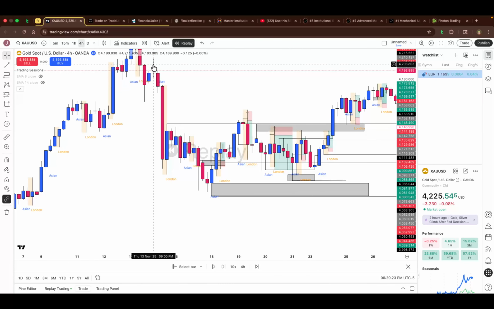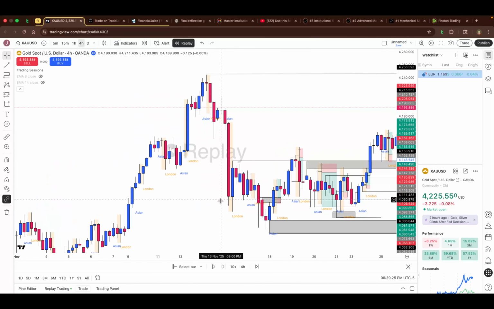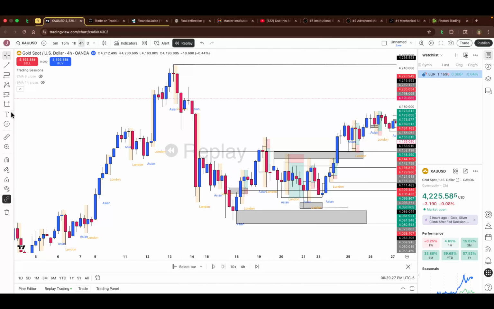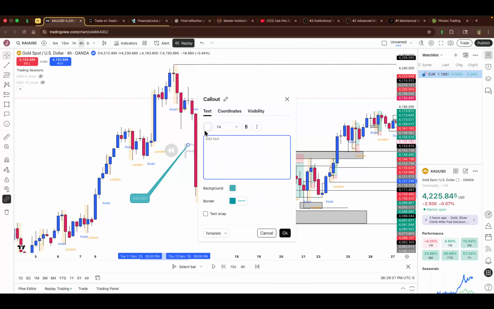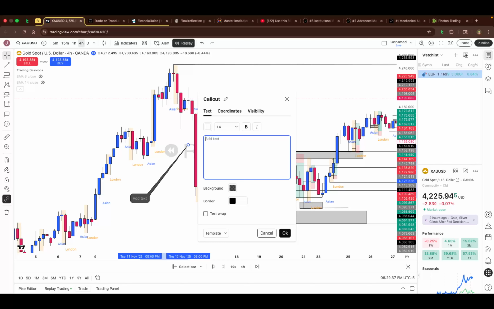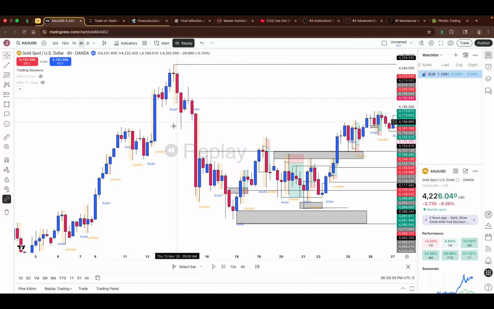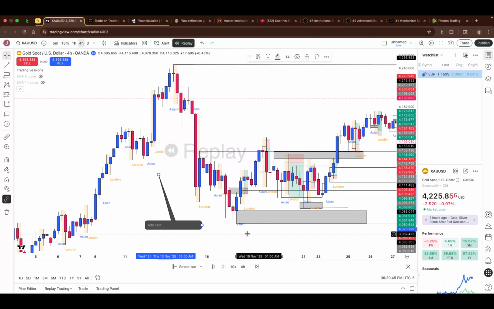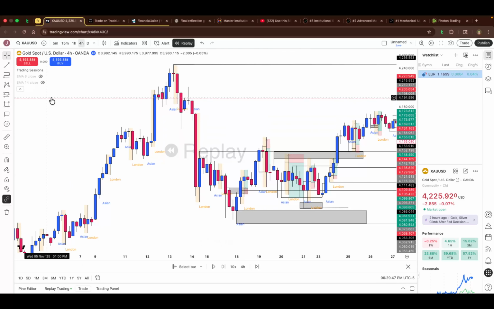So started off here, obviously bullish. I'm gonna use call outs here. Change it because I want it to look back. Border black. Then, all right, we're good. I also want text wrapped as well. Cool. Here, obviously bullish here.